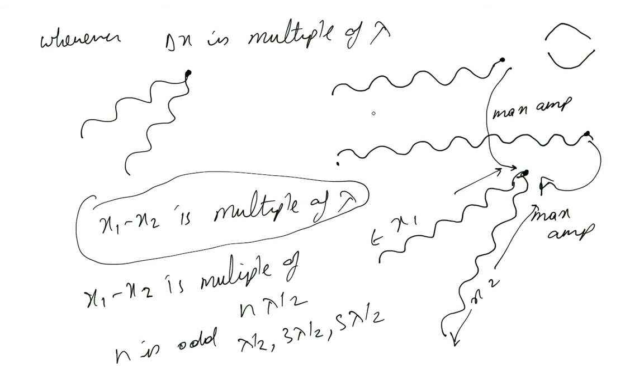So the basic idea is the path difference should be a multiple of lambda, and when that is true, when this wave reaches here, it looks like this, and when the other wave reaches there, it also looks like this, because of the way it has traveled, and then you get a maximum. So we'll solve some problems and understand in more detail.